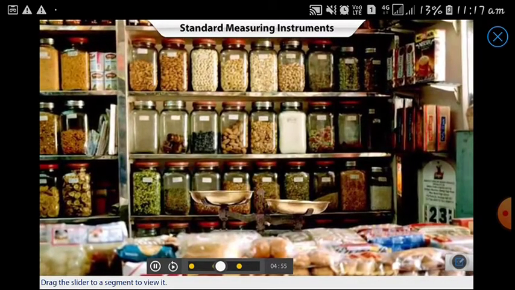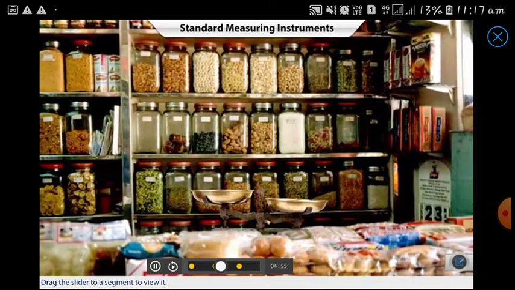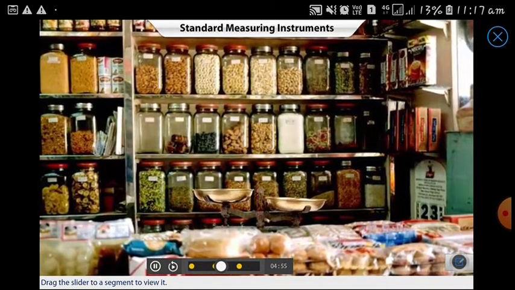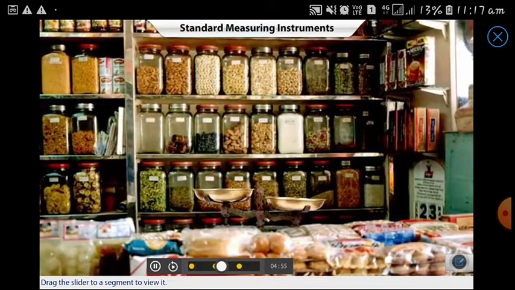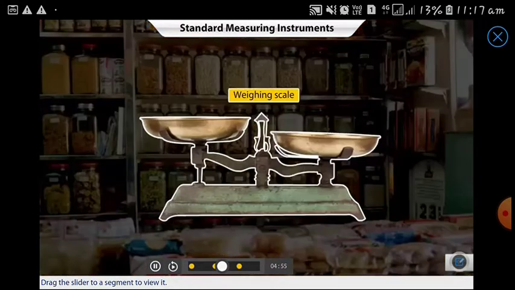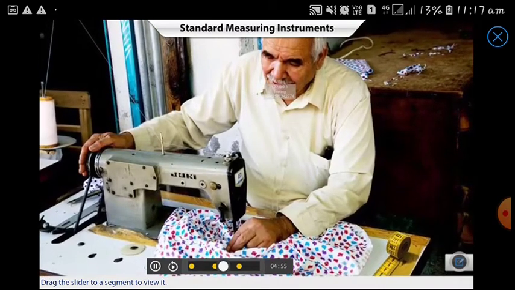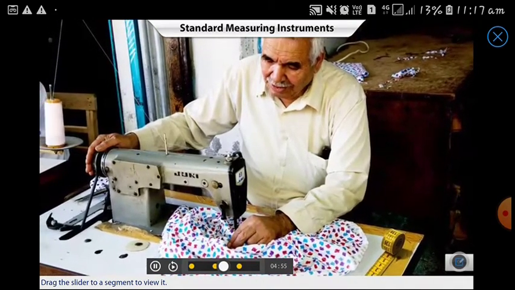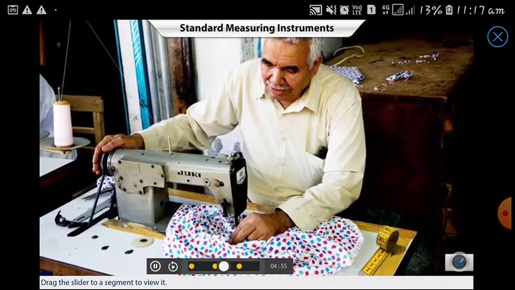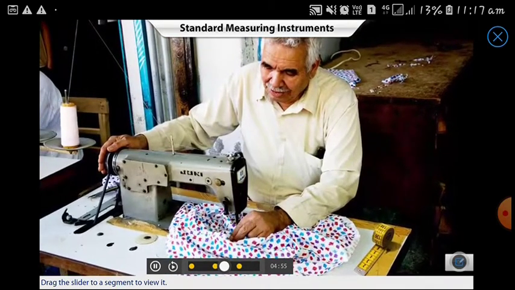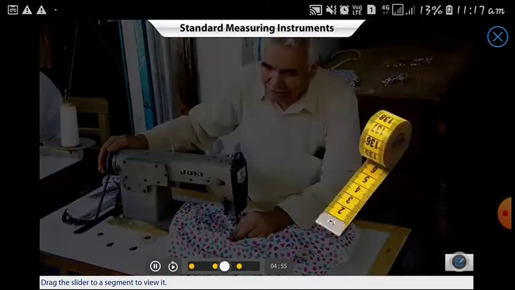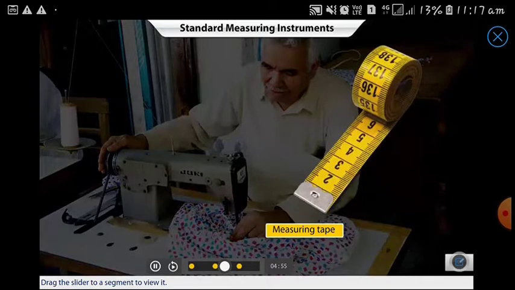You might have visited a grocery store, right? So, how does the shopkeeper measure, say, a kilo of rice or sugar? With the help of a weighing scale, isn't it? Thus, we use standard instruments to measure every quantity. For example, length is usually measured with instruments such as a ruler or a measuring tape.